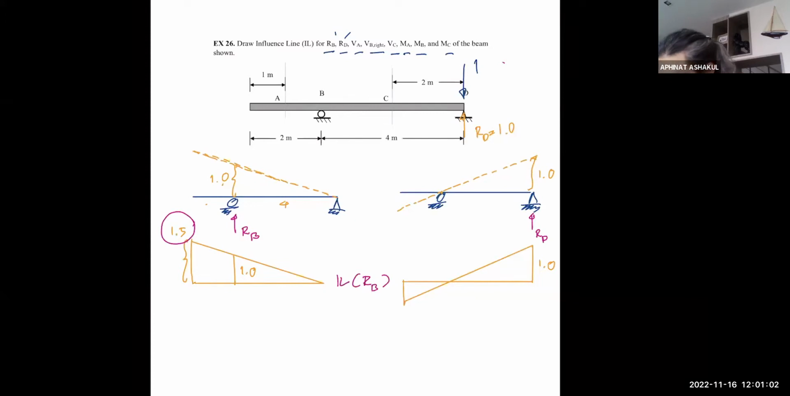Okay, so let me move this here a little bit. This is the influence line of RD. And again, we can use similar triangle. If you see that this is 4 and 1, this is 2, so this is, what do you think? Minus 0.5. Right? Similar triangle.